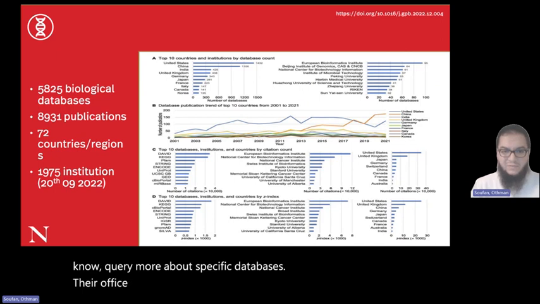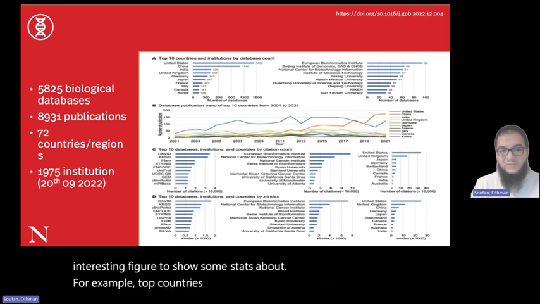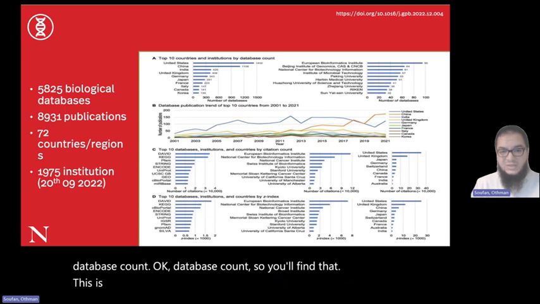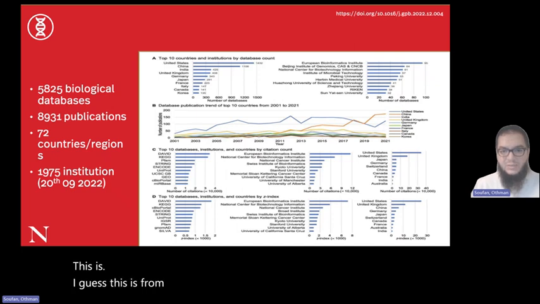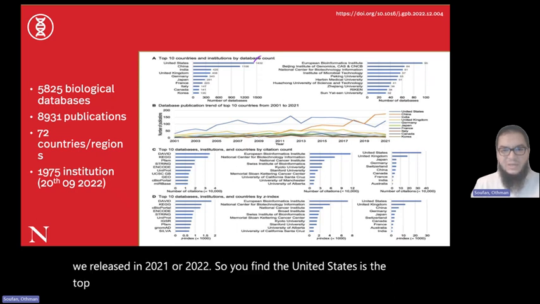There are thousands of biological databases. This is an interesting figure to show some stats, for example, top countries and institutions in terms of database count, okay? I guess this is from a paper, yeah, it's here. These statistics were released in 2021 or 2022. So you find the United States is top, and then China.